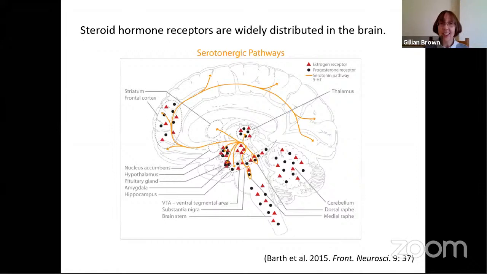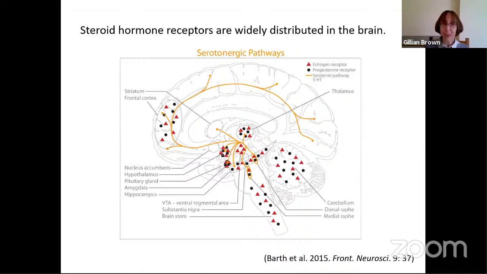So why might we think that steroid hormones have an impact on behaviour or on brain function? One of the reasons is that there's a lot of evidence for steroid hormone receptors being widely distributed in the brain. So this is just an illustration of estrogen receptors in the red triangles and progesterone receptors, the black circles, giving you an idea of where they might be found. And as you can see, they're in numerous different regions, including prefrontal cortex, hypothalamus, the amygdala, the hippocampus, the cerebellum, the brainstem, and androgen receptors have similar wide distribution as well.